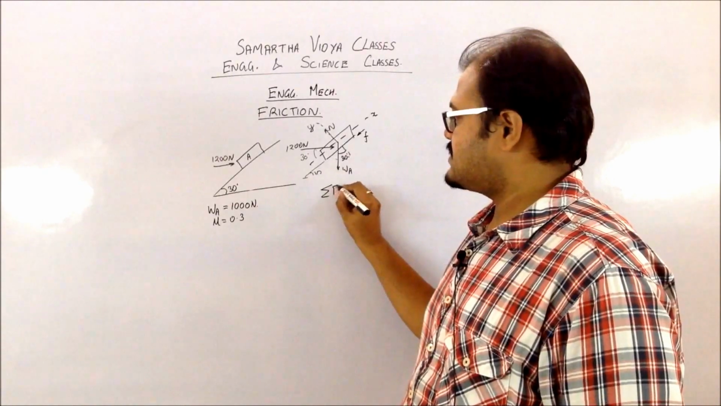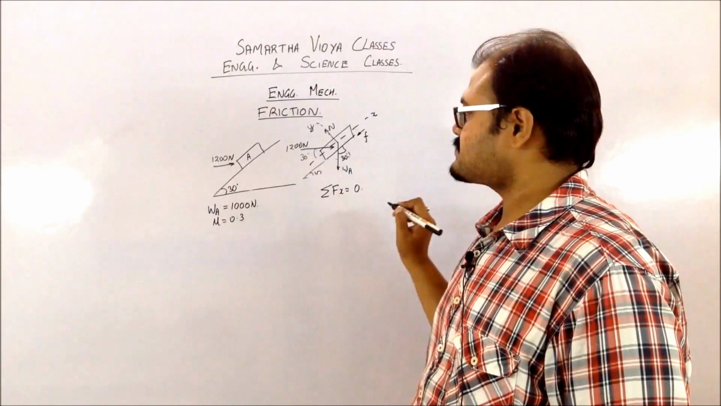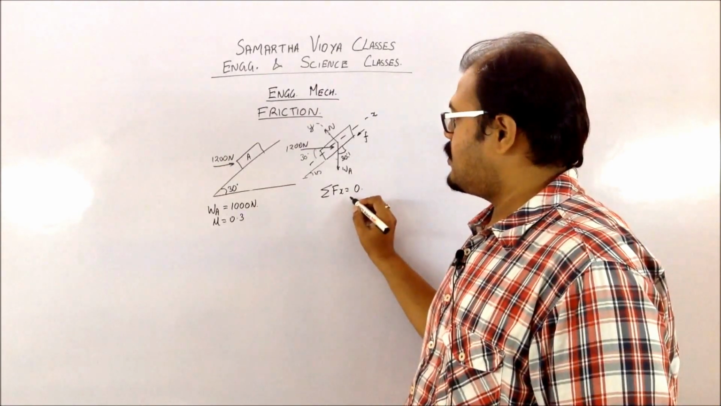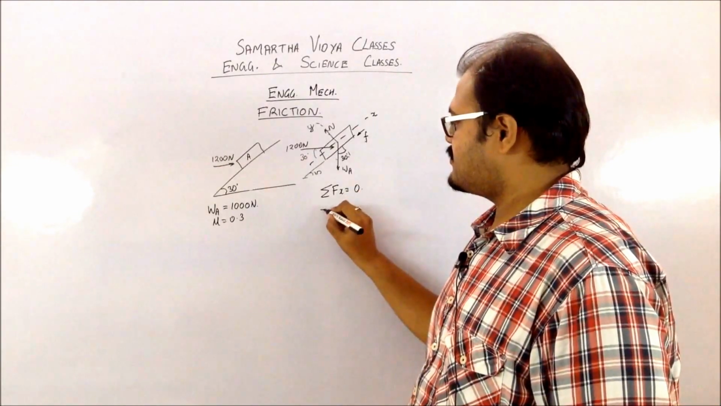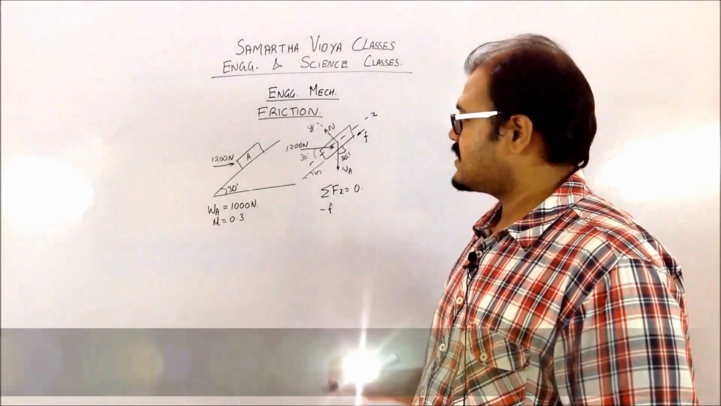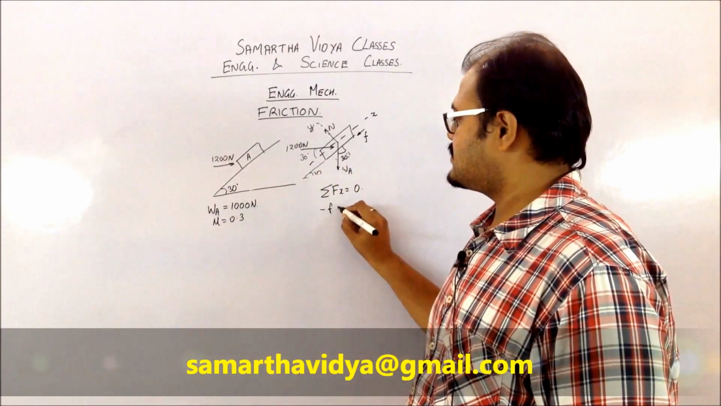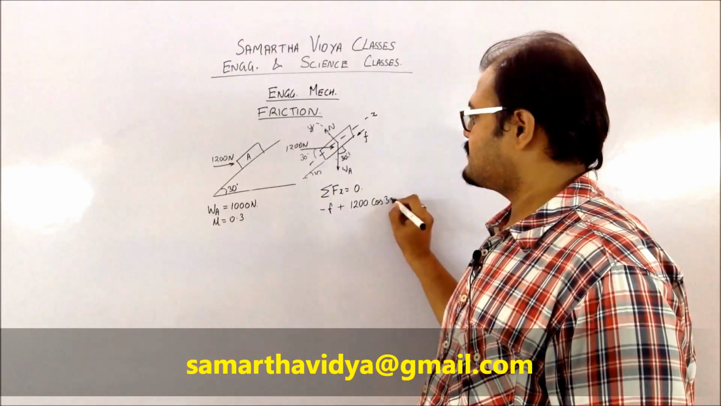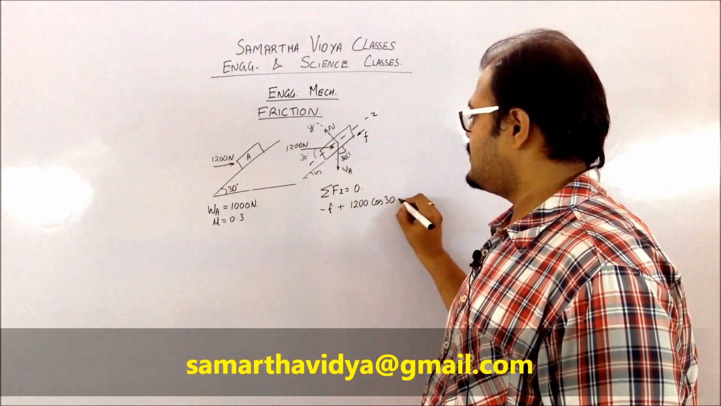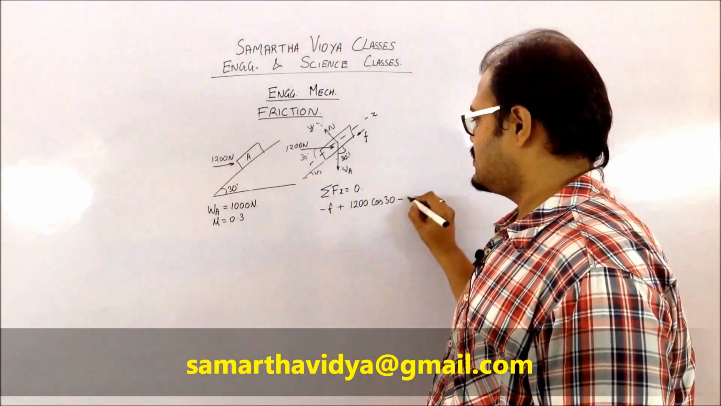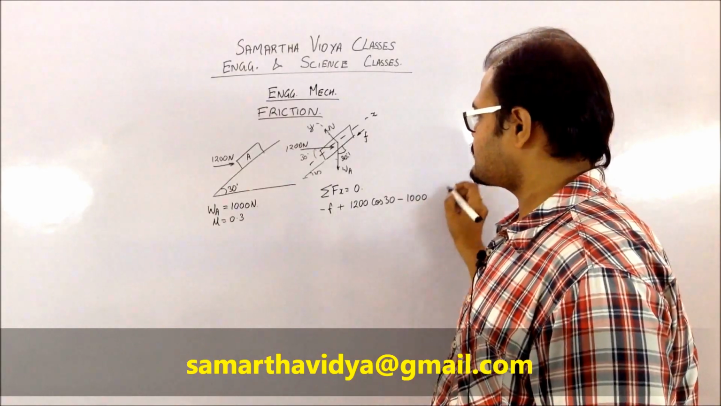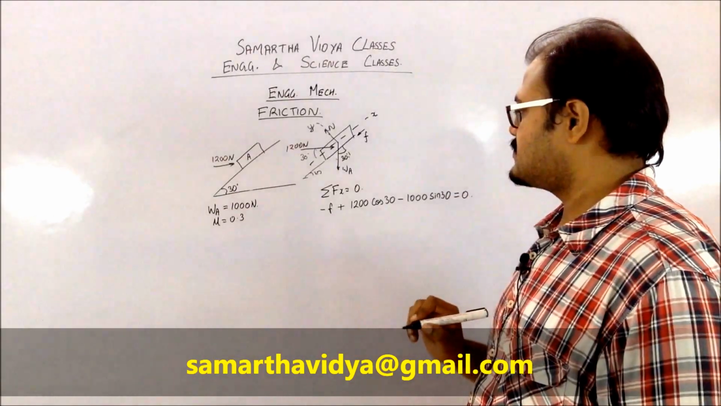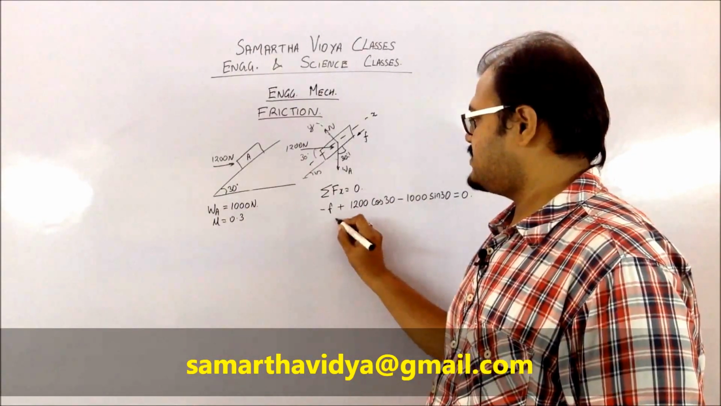So we will have summation Fx equals 0. So along the x-axis there is this F which is going negative, negative F. There is the component for this particular force which is going to be positive 1200 cos 30, and for the weight it's going to be minus, the weight is 1000, so it's going to be 1000 sine 30, which is equal to 0. So from this you will be getting the value of F.